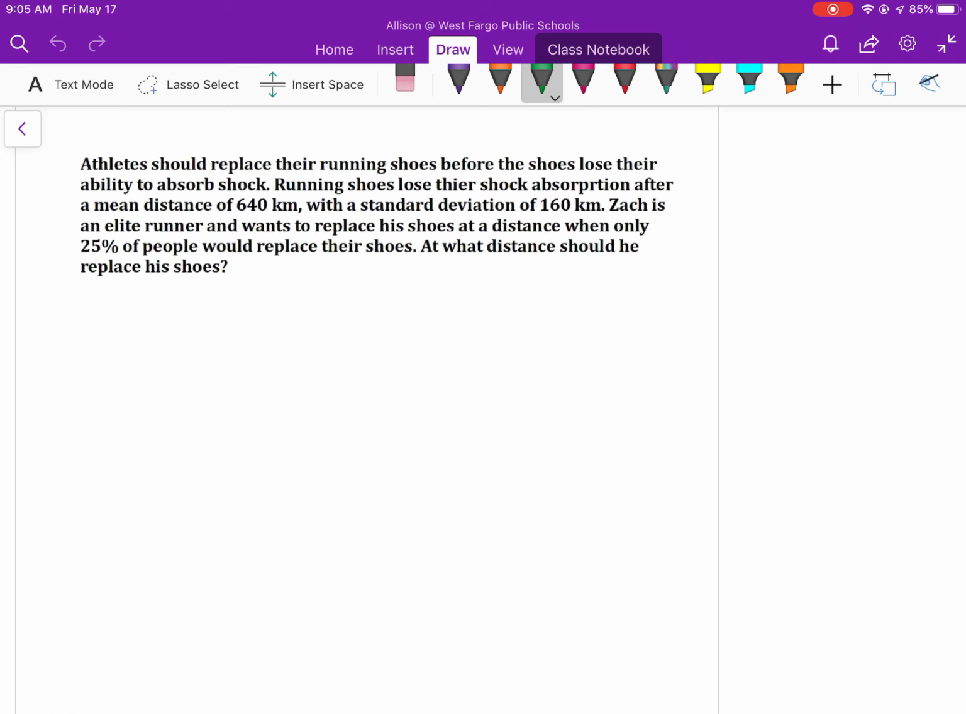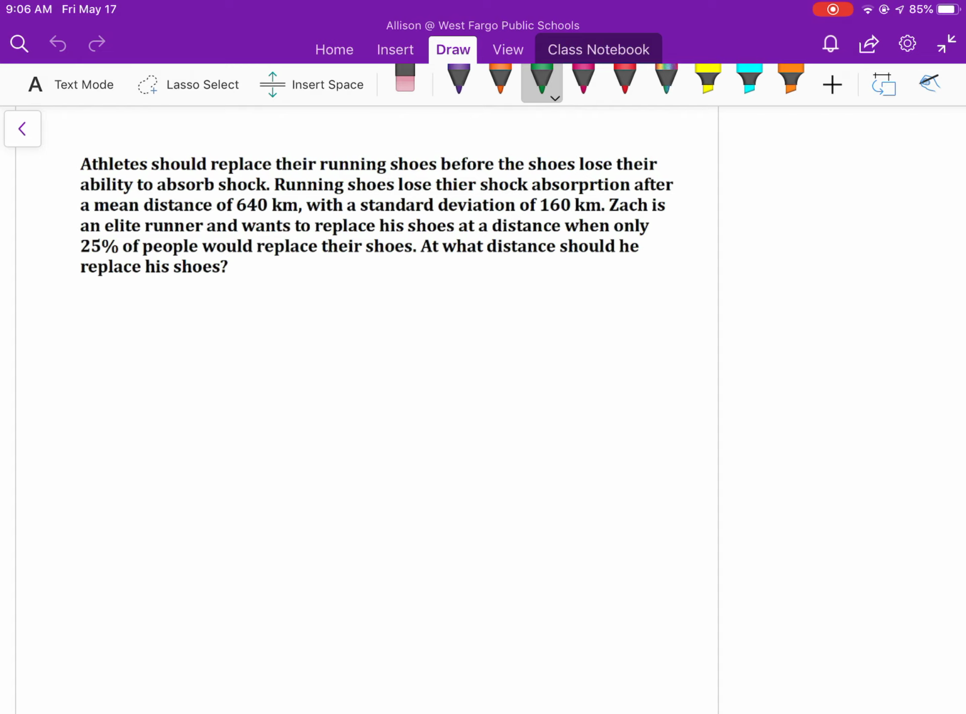Okay, last example. This one we have to work backwards a little bit. So let's read it. Athletes should replace their running shoes before the shoes lose their ability to absorb shock. Running shoes lose their shock absorption after a mean distance of 640 kilometers with a standard deviation of 160 kilometers. Zach is an elite runner. He wants to replace his shoes at a distance only when 25% of people would replace their shoes. At what distance should he replace his shoes?